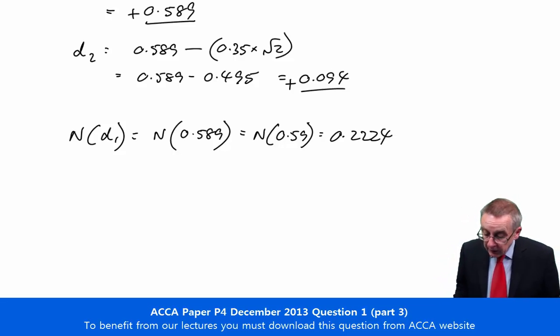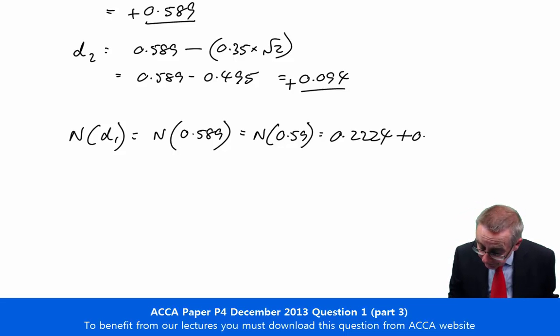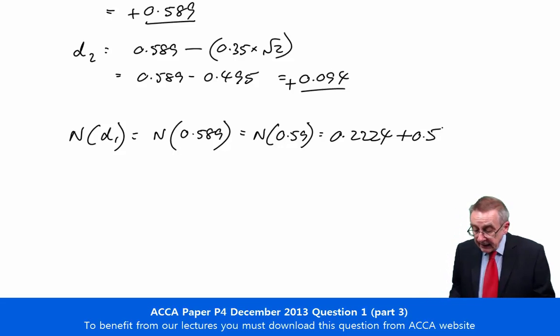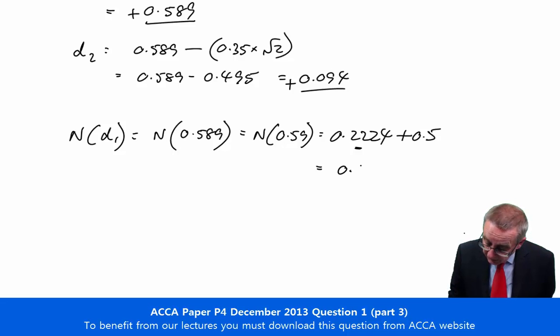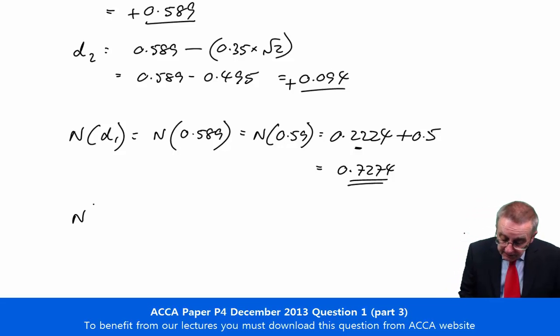Finally, before we leave that though, remember that whatever answer you get from the tables, if D is positive, you add 0.5 to it. Had D been negative, but it's irrelevant here, you would subtract the figure from 0.5. Here it was positive, so we add 0.5, and it's 0.7274.